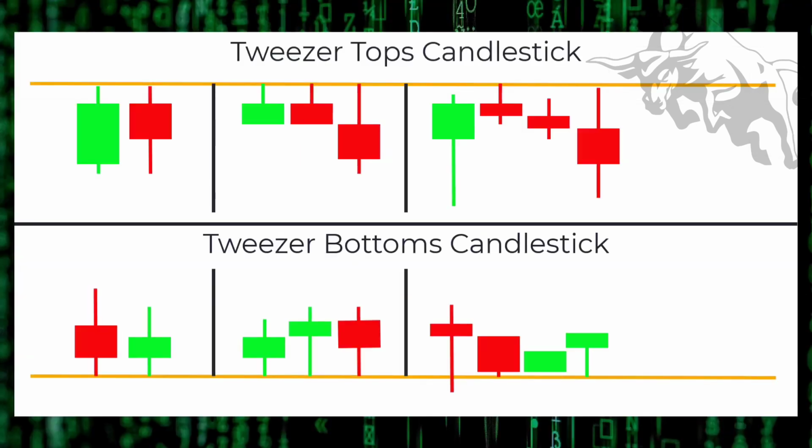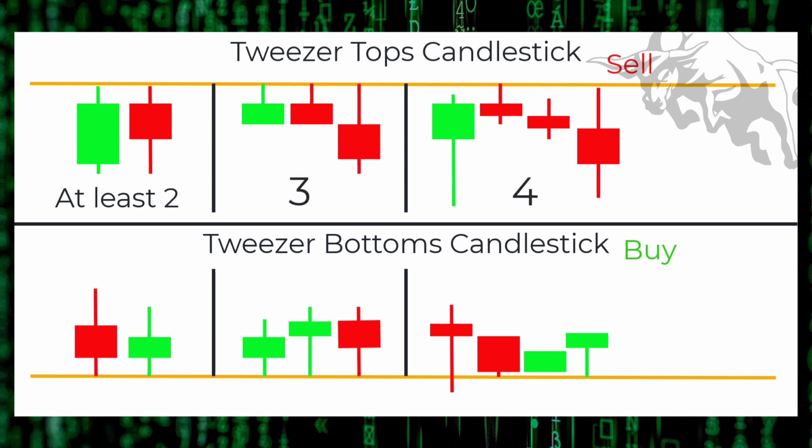Next is the tweezer tops and bottoms. It's a reversal pattern. The tweezer tops is a sell signal, while the tweezer bottoms is a buy signal. This pattern must constitute of at least two candles. Unlike all the previously mentioned candlestick patterns in this video, which require a specific candle shape in order to qualify, the tweezer tops and bottoms pattern, on the other hand, comes in various shapes and forms at a strong support or resistance, with wicks that are unable to penetrate the strong level.